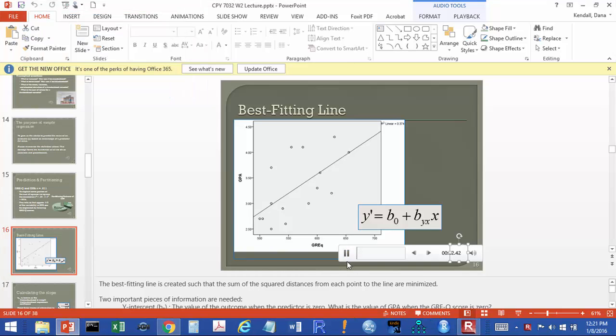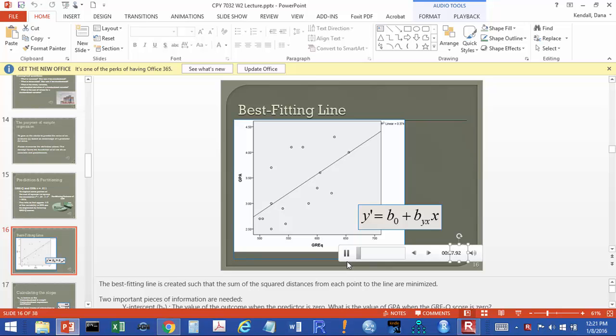Here we are going to transition and get into some of the basics of regression. To illustrate, we have our example from last week with the GRE quant predicting GPA. Remember, we always have the predictor on the x-axis and the outcome on the y. We have the scatter of our data points, and then we have the best fitting line that goes between all those points.